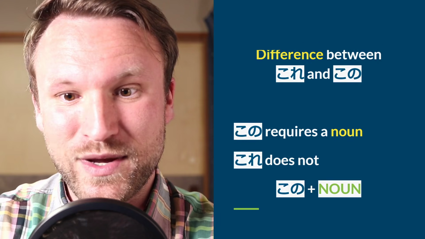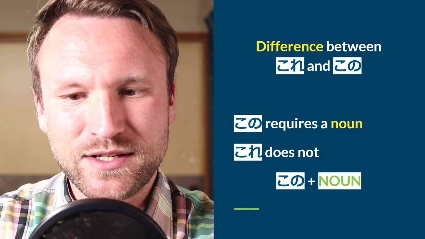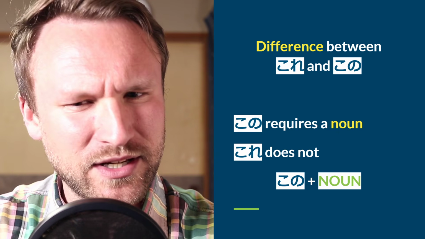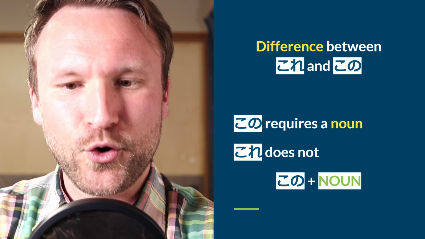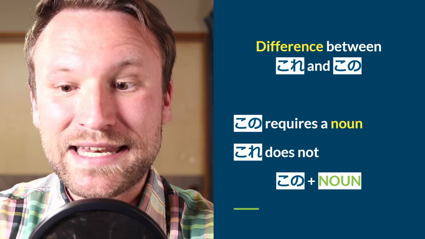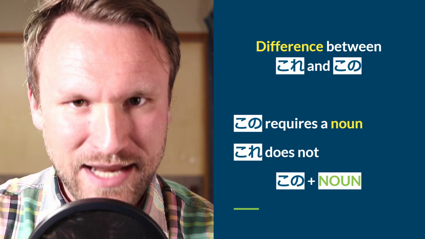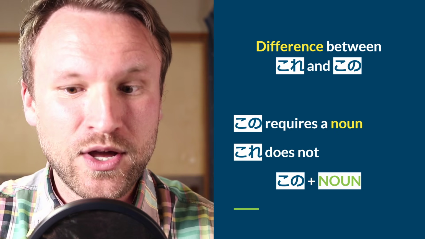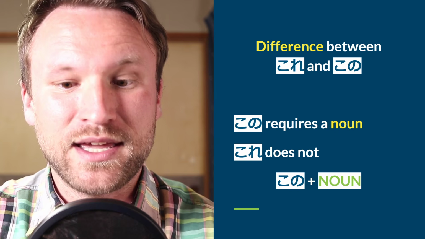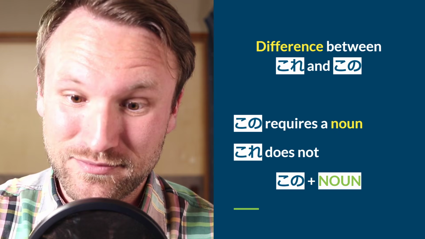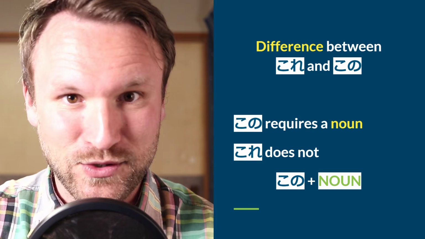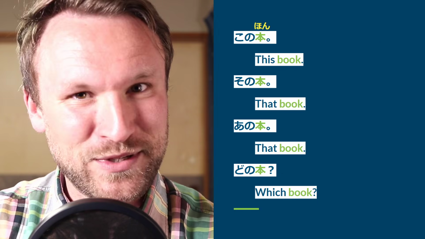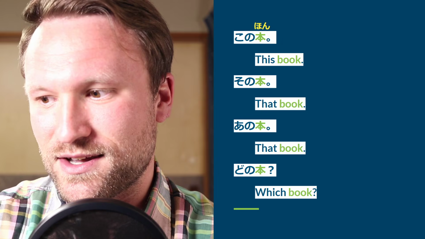So let's go over some quick sentences. A difference between kore and kono. I just sort of covered it a little bit, but the main difference is that kono requires a noun. You must have a noun that comes immediately after kono when you use kono. Kore does not require a noun. In fact, if you want to say this noun, you're going to use kono, not kore. All right. So here are some super simple sentences to get us started.